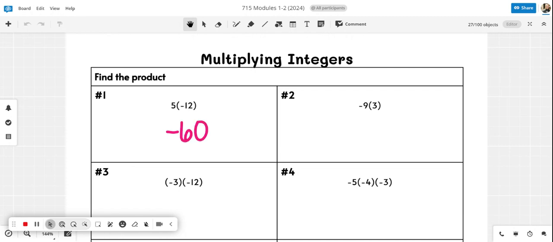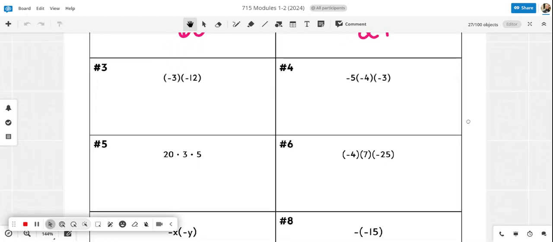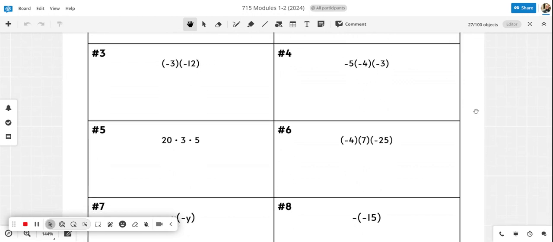Okay, number 2. We have a negative times a positive. So again, we have different signs, so I know my product to be negative. 9 times 3, take a minute and think to yourself, 27. If you think you understand this, you can pause the video and complete the first side of this page and then go back and check your work.